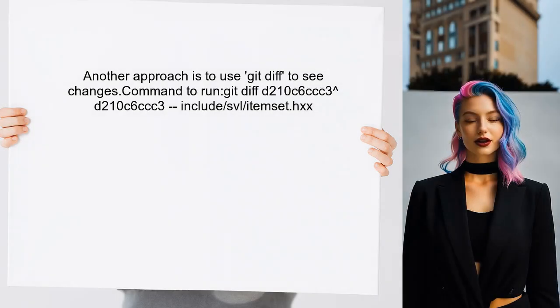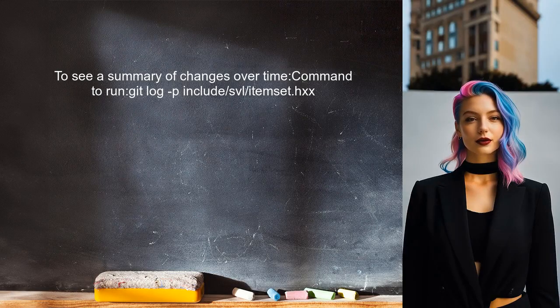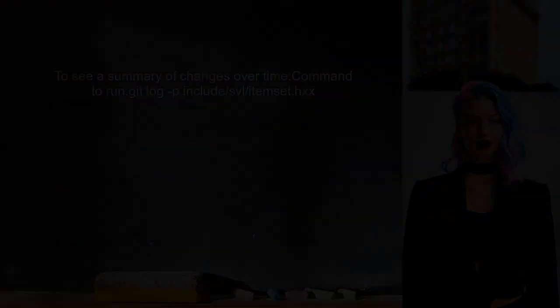Another approach the user can take is to use the command git diff with the commit SHA and the file path. This will show the differences between the specified commit and its parent. Lastly, if the user wants to see a summary of changes made to the file over time, they can use git log with the -p option. This will show the commit history along with the changes for each commit.